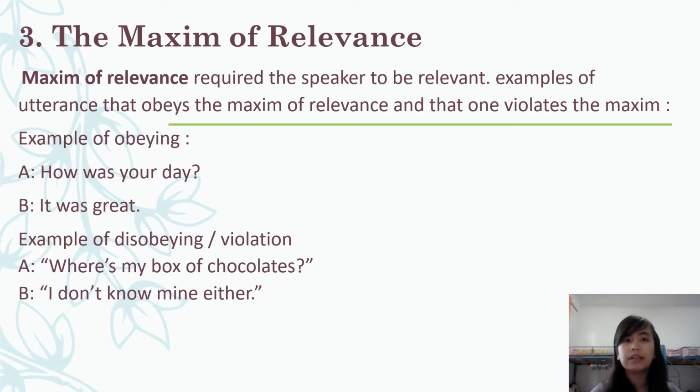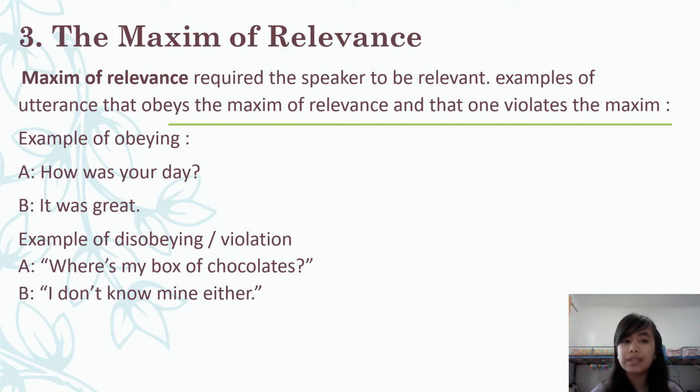The third one is the maxim of relevance. The maxim of relevance requires the speaker to be relevant. For example, an utterance that obeys the maxim is relevant, while one that violates the maxim is not. For example of obeying: How was your day? It was great. B's reply relates to the question, not talking about something else. He just answered A's question.